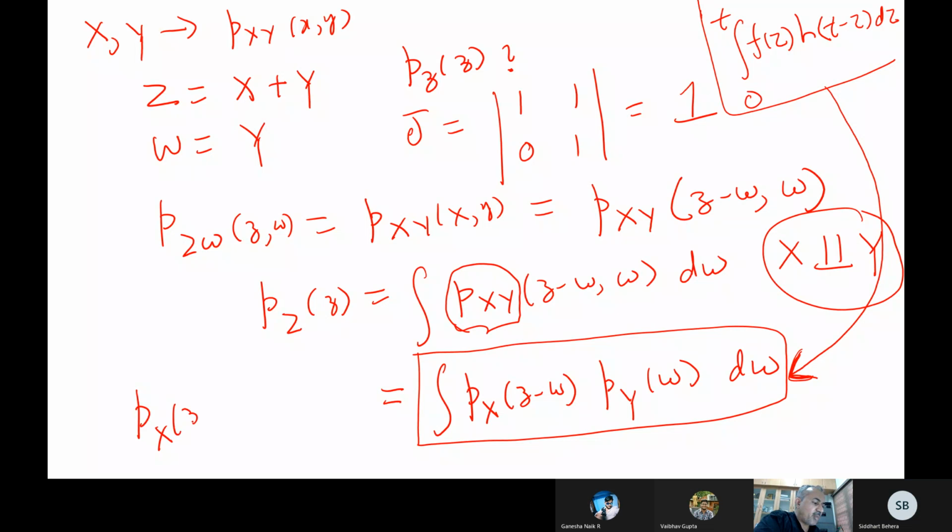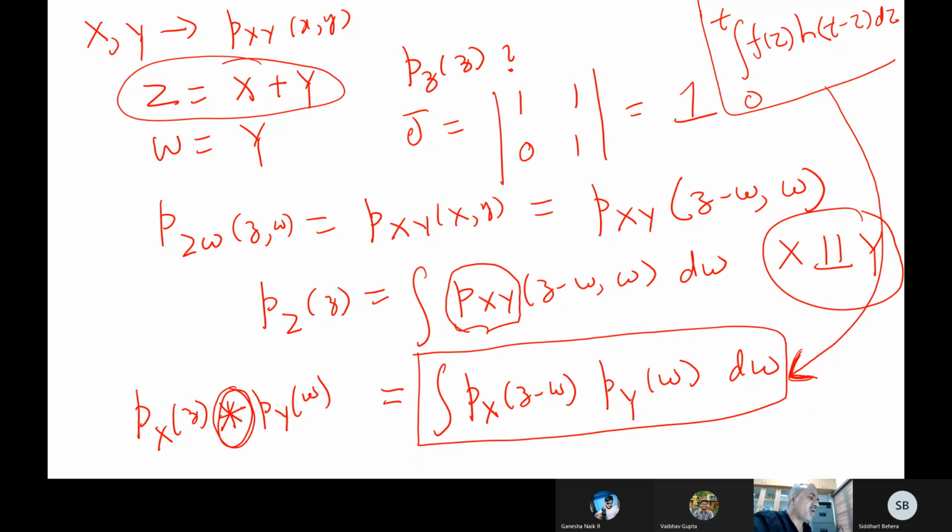So this convolution integral, we write generally p_x of z, with this symbol we use for convolution, p_y of w. You followed. So this is also a very important transformation where we have two random variables and their summation. If I want to do a linear summation, you have to solve this convolution integral. This is also an interesting thing that comes in probability theory. These integrals come everywhere.